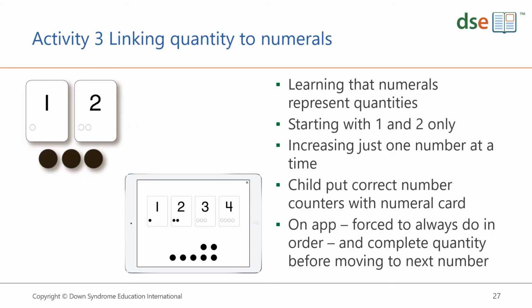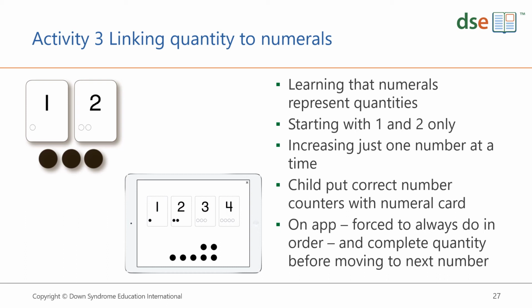And now activity 3 is linking quantity to numerals. The children have to understand what these number words mean, and that they represent quantities and what those quantities are. And as I've just stressed, starting with 1 and 2. And for some children it may take quite a long time before they can consistently, if given 3 identical objects, give you 1 or give you 2. Okay, that they know.